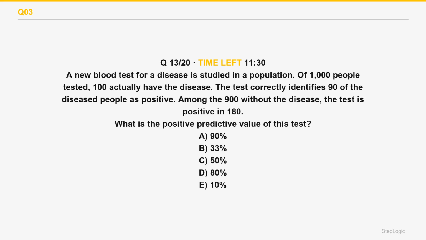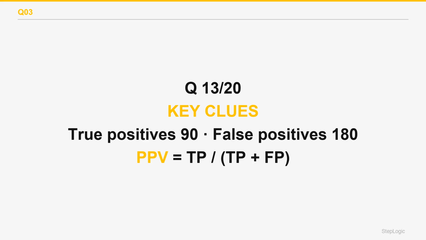Read the command. Positive predictive value. PPV is the probability that the person with a positive test truly has the disease. Build the 2x2 table. PPV equals true positives divided by all positives, true positives plus false positives.